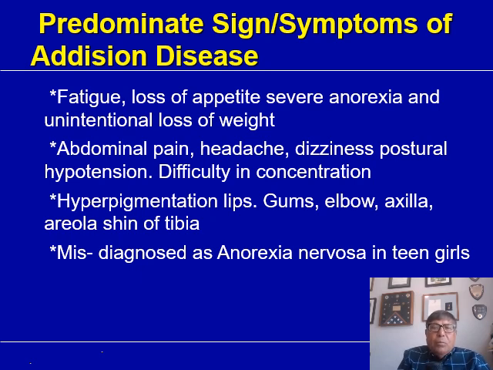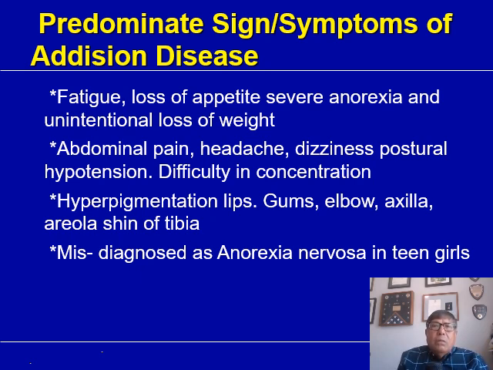So the predominant signs and symptoms of a patient with Addison's disease, if you remember like this, hypothalamic pituitary adrenal axis: hypothalamic is hyperpigmentation and hypotension, pituitary is also hyperpigmentation, and A is anemia, asthenia, and hypotension. So therefore, fatigue, loss of appetite, severe anorexia, and they lose weight unintentionally because they don't like to eat anything. There is abdominal pain, headache, dizziness, postural hypotension is very common, and obviously difficulty in concentration.